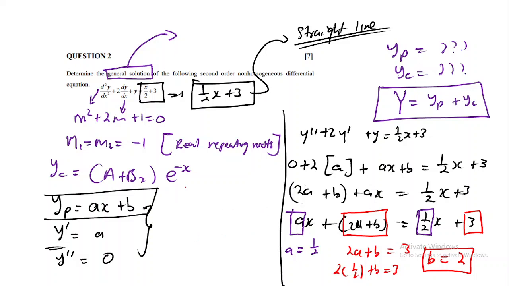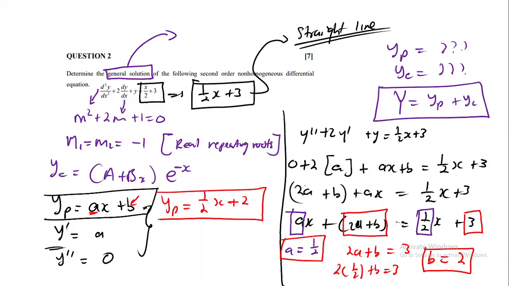So now we have the value of a and b. The value of a is half and the value of b is 2. So our yp is going to be what? Our yp is going to equal half x plus 2. This represents your yp, and this represents your yc.